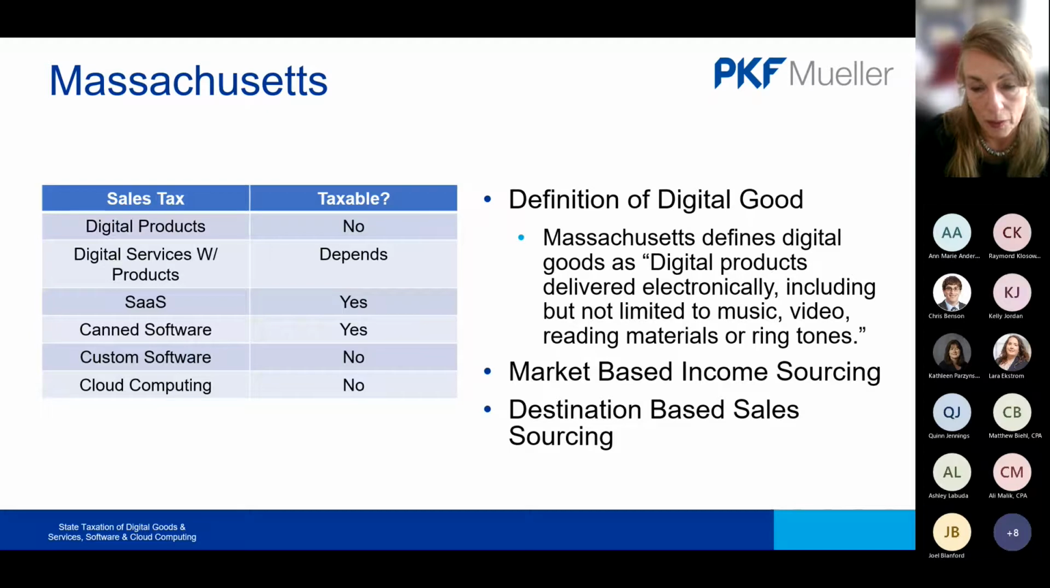So again, Massachusetts, they take a look at a lot of software as a service being taxed, the canned software again, and digital services with products. Again, that is a little gray area that they have, so something to look out for. Is it taxable? Is it not? For Massachusetts, generally, the digital products now are taxable, so that would be a yes on the first point.